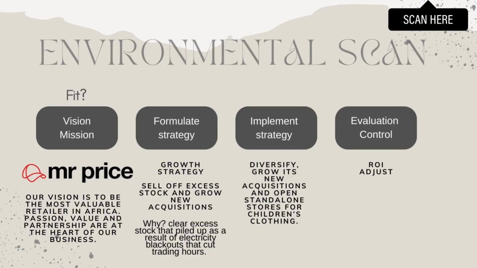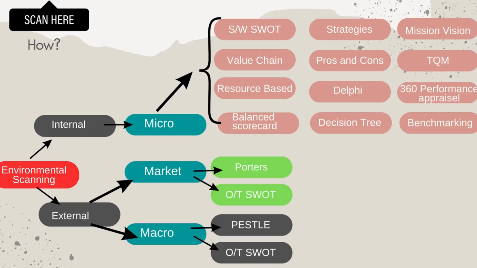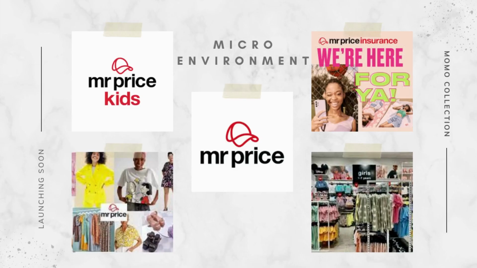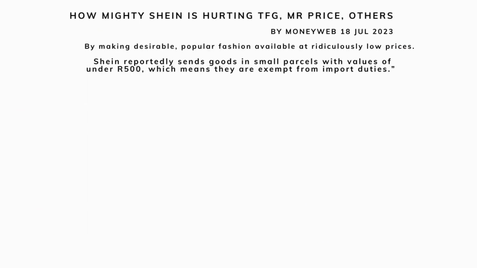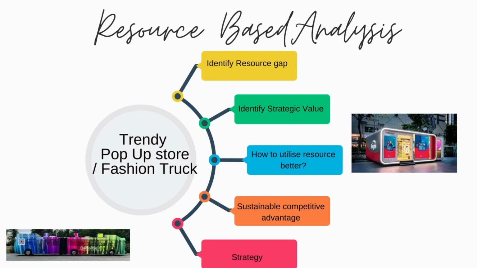What have we done? We've looked at an environmental scan. We know why we do environmental scanning. It's to ensure that we can bring about new ideas and have new strategies. We've looked at our environmental scanning, external, market, and macro. We've done all of those tools. We've looked at micro. What have we done in micro so far? In the previous chapters, we have done our value chain analysis, our resource-based analysis.